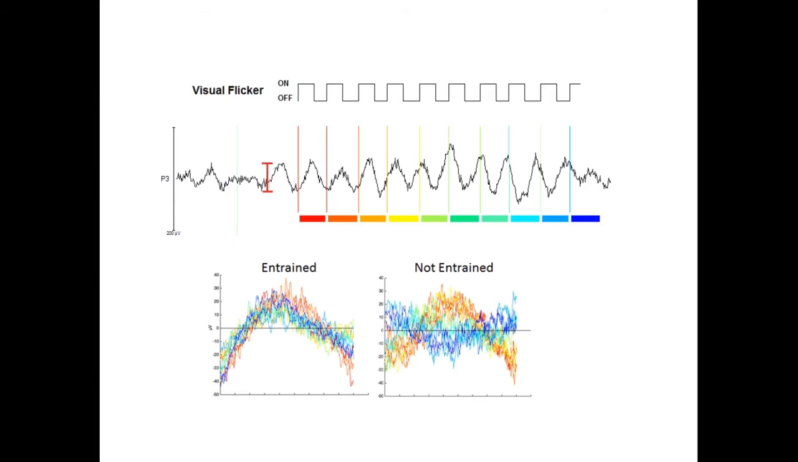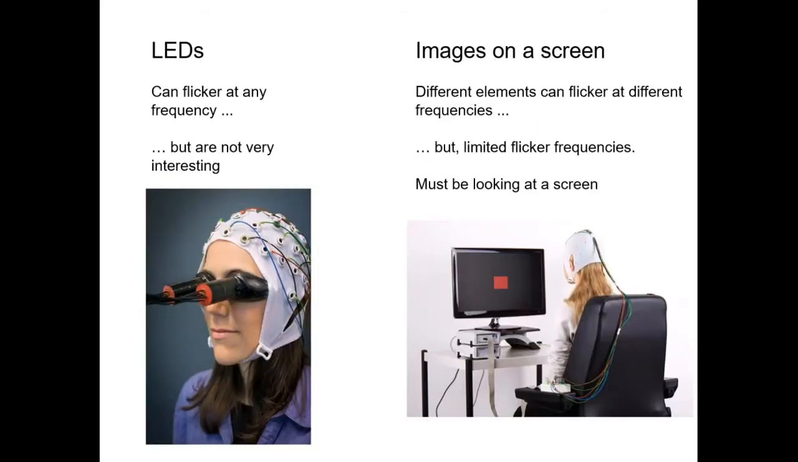So how can we make these SSVEPs? Well, historically in the literature, there's generally two ways in which people do this, either with flashing LEDs, in this case on the left, directly into the eyes. And this has the advantage that it can be made to flicker at any frequency, but LEDs are not very interesting. It is just a flashing light.